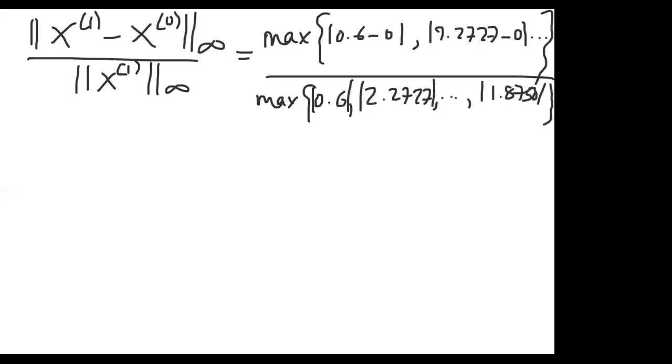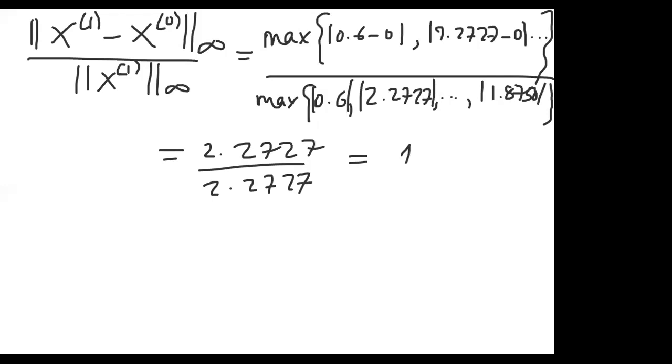If you look at the values you have in the numerator, you are subtracting 0 from those values, so you still get the same values. When you choose the maximum from those, you'll see that the maximum is just 2.2727. And then in the denominator, the maximum again is 2.2727. If you divide this, you should get 1. Since 1 is greater than 10 to the power negative 3, you need to do more iterations. So you move on to the second iteration.